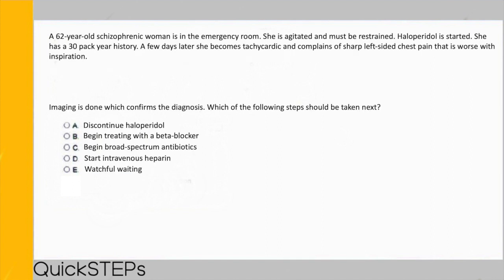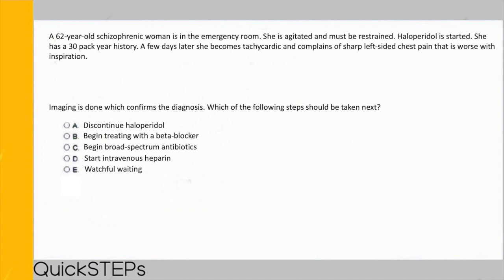So this next question is very high yield, so try to come up with an answer using the method that we were talking about before, and we'll go over it together. We have a patient who's a schizophrenic, a 60-something-year-old woman who came in with hallucinations and she was restrained with haloperidol. She has a 30-pack-year smoke history. A few days later, she becomes tachycardic and complains of sharp left-sided chest pain that is worse with inspiration. Anytime you have chest pain that's worse with inspiration, it's called pleuritic chest pain. Imaging is done, which confirms the diagnosis. Which of the following steps should be taken next?